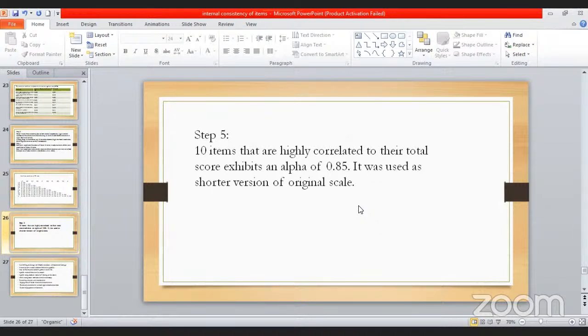Okay. Sir will show you how to check this internal consistency, and how to do this Cronbach's alpha with our statistics software. Sir, are you there? Yeah, I am here. I am following. Okay, sir. So I'm stopping the share.